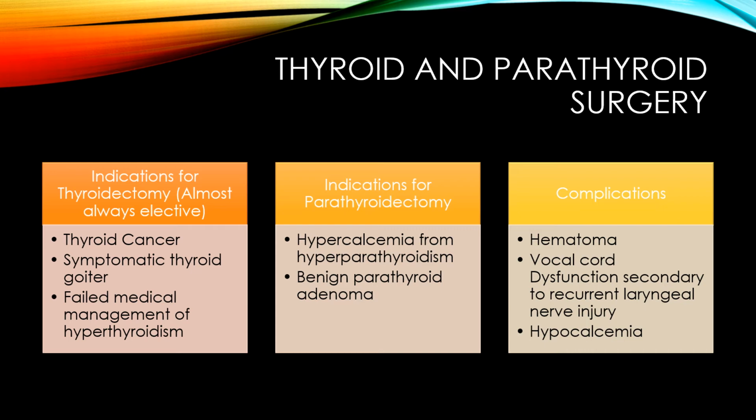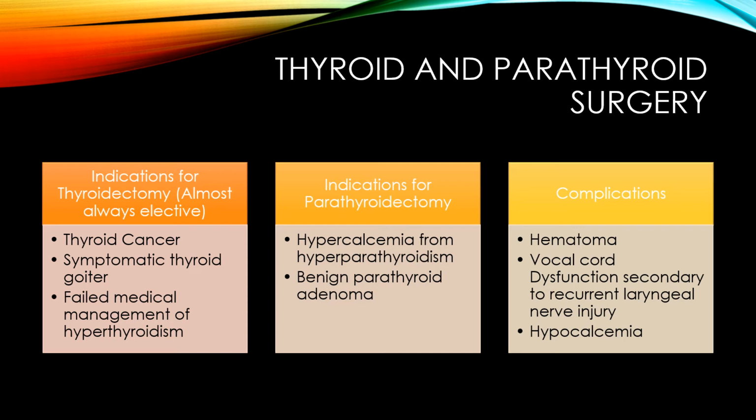Often you'll also have tumors that are benign of the parathyroid glands. But you need a little bit of parathyroid hormone just to regulate your calcium. There's a variety of ways to do it, and each surgeon's a little bit different. As we mentioned before, thyroid cancer and a symptomatic thyroid goiter are also indications.